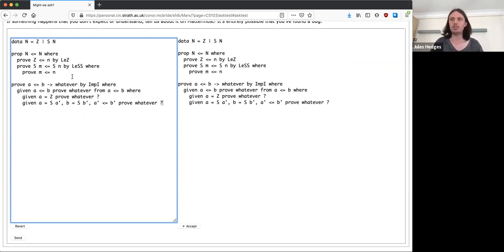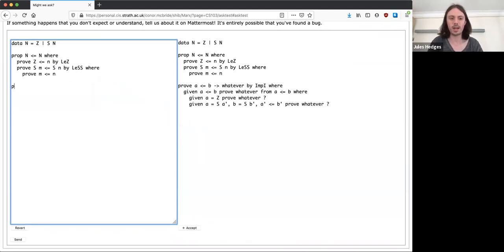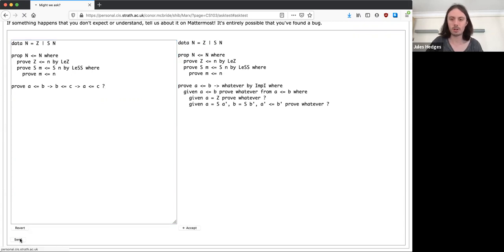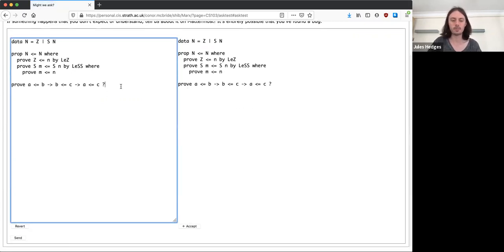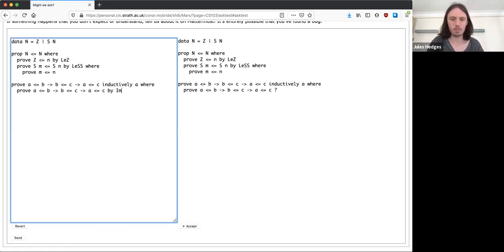Okay, so let's use this to do a serious proof. Let's prove that if A is less than or equal to B and B is less than or equal to C, then A is less than or equal to C. So this says that inequalities can be chained together. Okay, so I'm going to say inductively A. So we're going to do proof by induction on A. So these are all natural numbers still. And then I'm going to say by imp I.